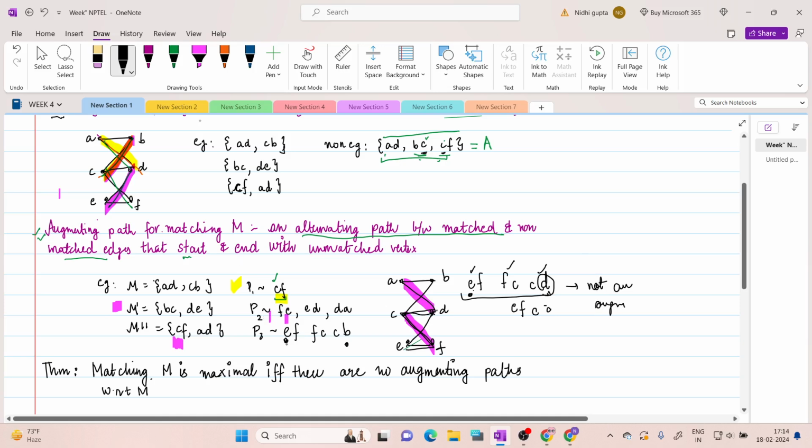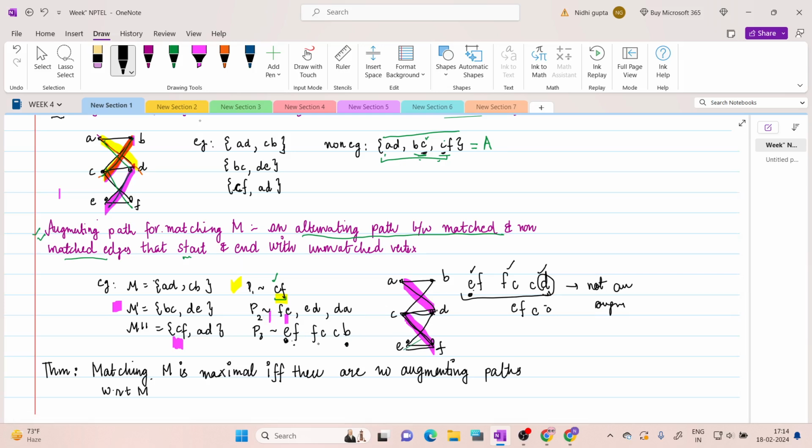The other example, which is EF, FC, CB. Now this path is satisfying all these conditions. It is starting with an unmatched vertex, ending with an unmatched vertex, and it is alternating between unmatched and matched edges. Therefore it is indeed an augmenting path.